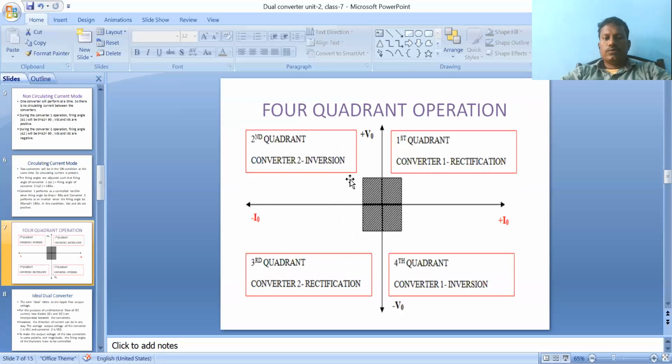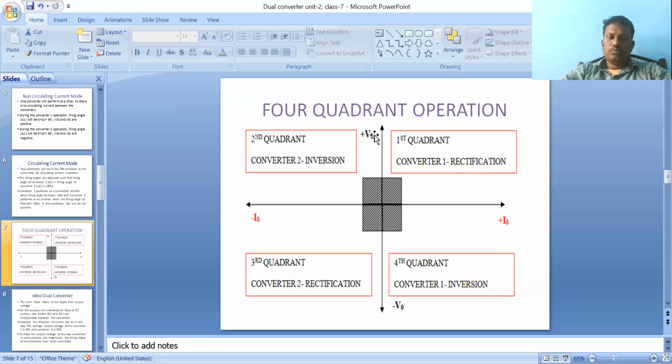So the dual converter operation is four-quadrant operation. That means it depends upon the output voltage and output current. Suppose output current and output voltage are both positive. Then we are in the first quadrant, which is called rectification. Output voltage and output current are both positive, so it is called a rectifier.